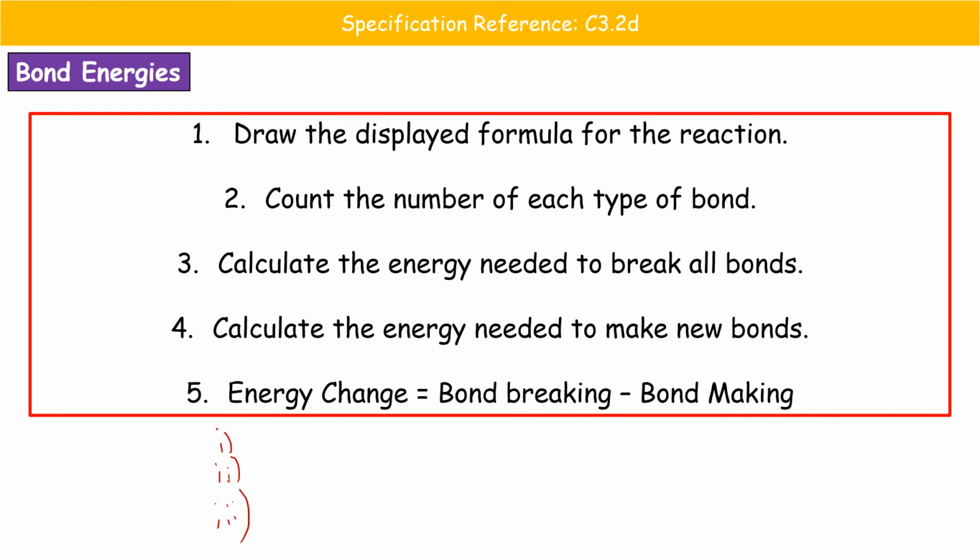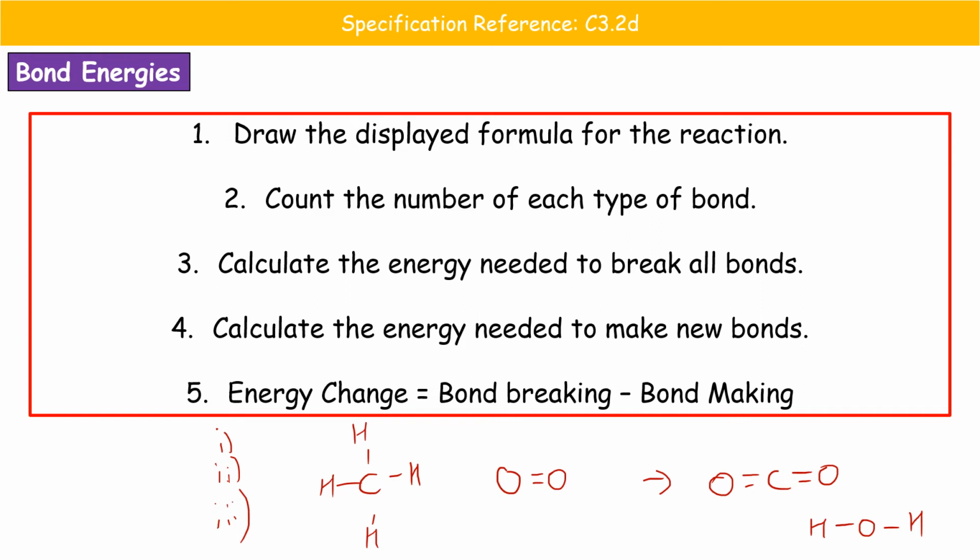Step 2, count the number of each type of bond. So when we've drawn out our displayed formulas, if we were doing methane, for example, you draw it all out like this. And if it was reacting with oxygen, there we go, and then you'd have your products on the other side, which would be carbon dioxide, and we'd have water. So you draw out your displayed formulas like this, just so you can count your bonds. Then we can count them.